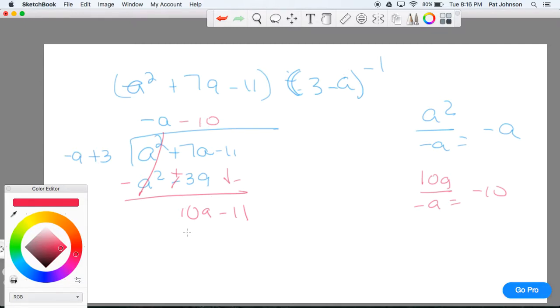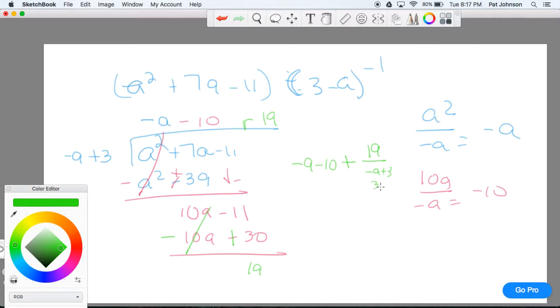Minus 10 times that is positive 10a minus 30. Again, everything changes to its opposite. So this cancels, and negative 11 plus 30 is going to give me what? 19. So I have a remainder of 19. How would I write that? I would say negative a minus 10, because it's positive, plus 19 is my numerator, and then I'm going to get negative a plus 3 in my denominator.